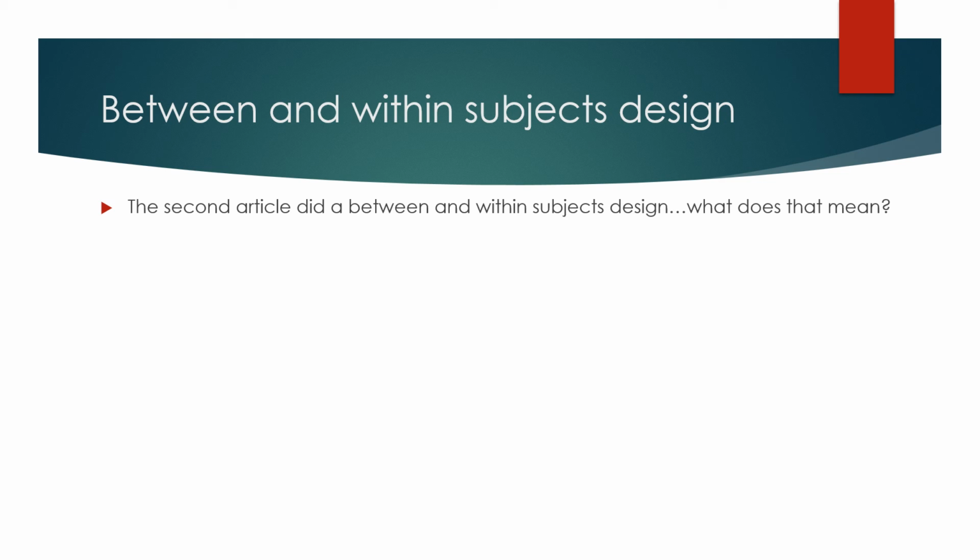So now we're going to talk about between and within subjects design. The second article in their methods tells us that they did a between and a within subjects design, which you can do both at the same time. But what does that actually mean? So between subjects means that I am comparing a whole experimental group, usually, to a whole control group. I might have multiple groups, but two is the bare minimum you need to do this study.